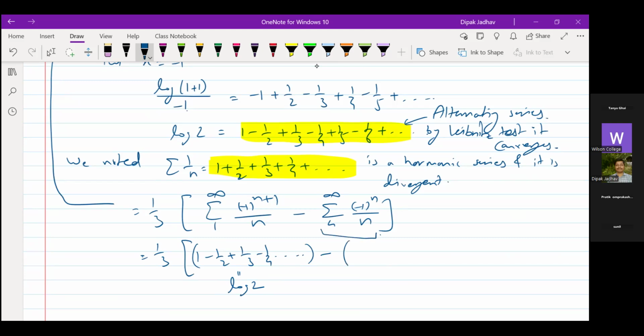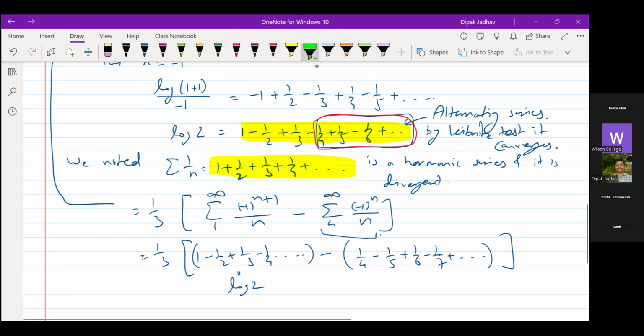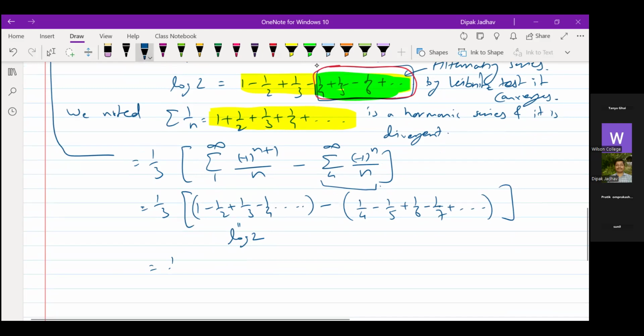If you expand this, the sum starts from 4. So 1 by 4 minus 1 by 5 plus 1 by 6 minus 1 by 7 plus and so on. So this starts from 1 by 4 here. This part, is it okay? This circled part. Highlight it in green. What you're going to get? The second part will be equal to, the first part is log 2, and the second part is to transfer this green part to the left and transfer log 2 to the right.